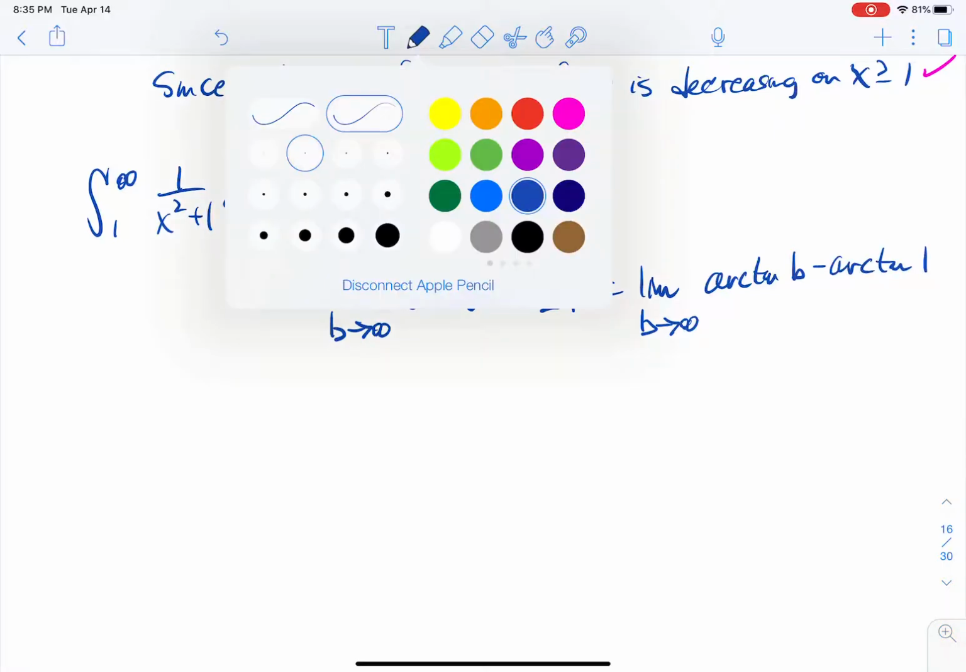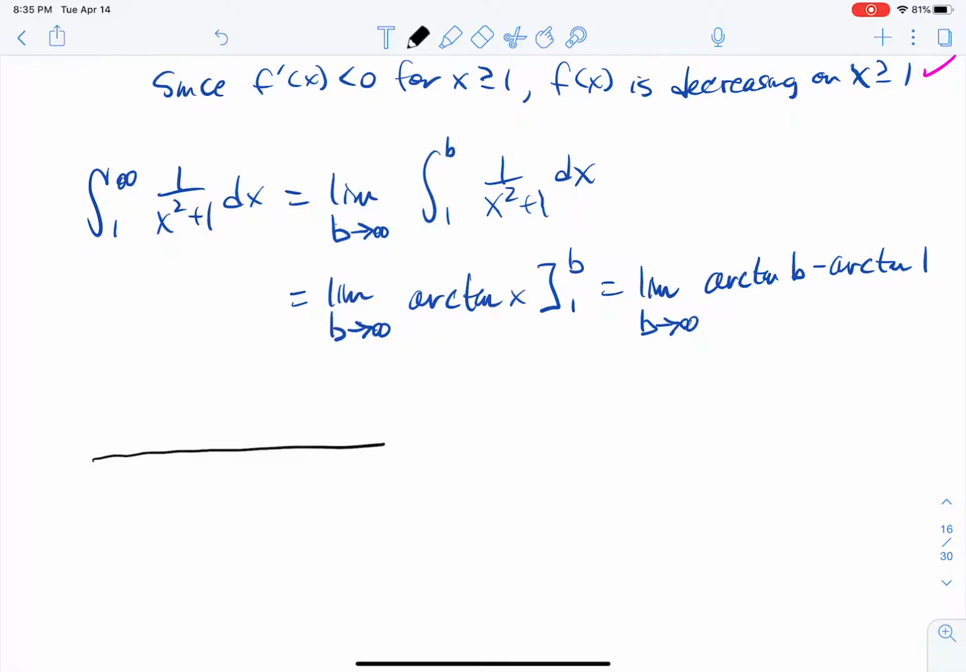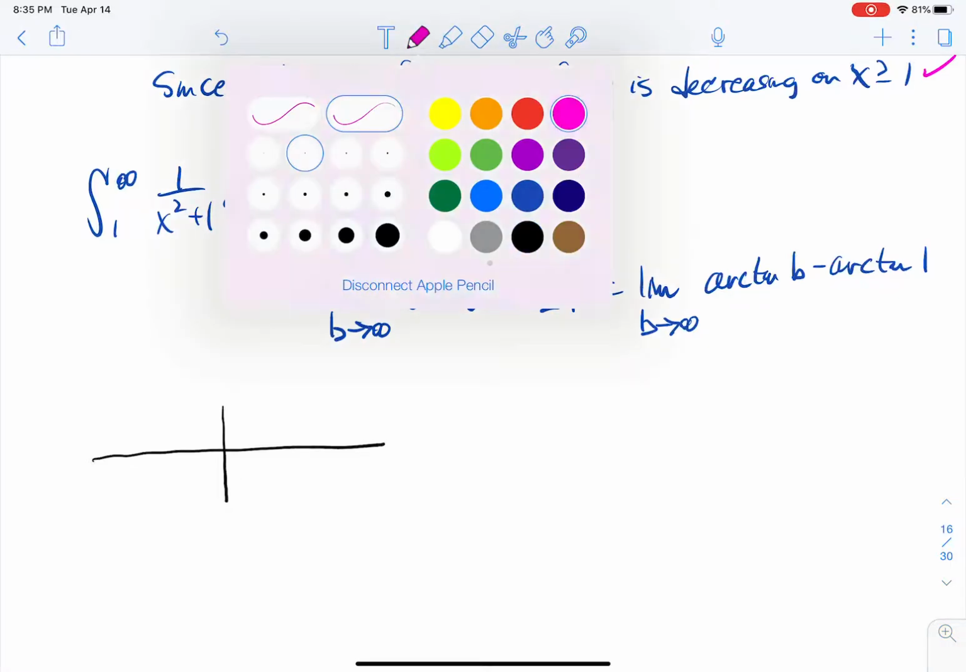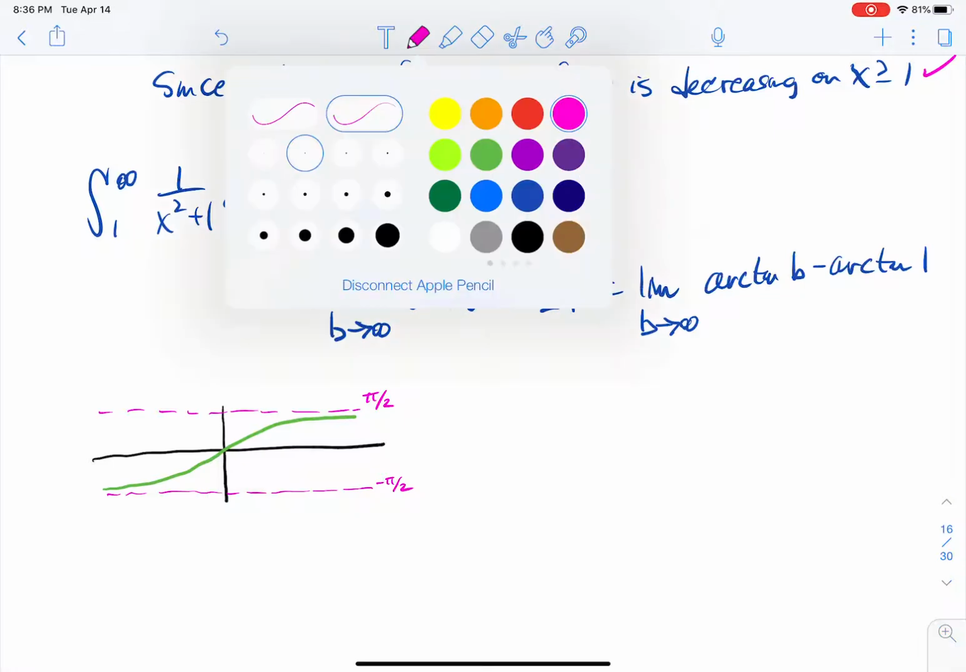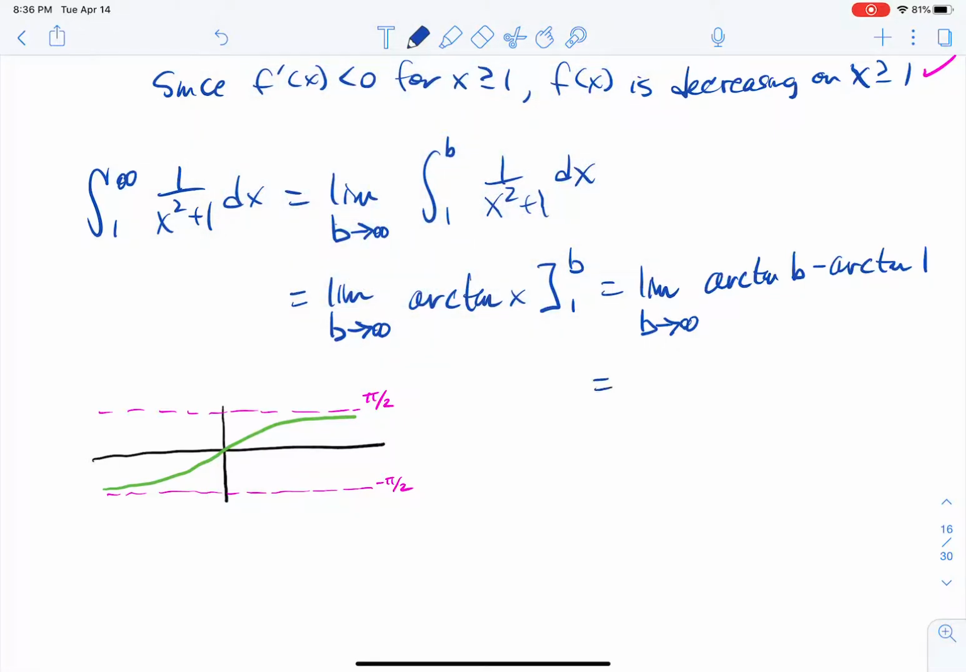Let's consider the graph. Maybe you know these values off the top of your head. That's fine. If you don't, you can think of what the graph looks like. Remember, it's just a reflection of, we're going to go with pink, the tangent graph, at least from negative pi over 2 to pi over 2, across the line y equals x, because it's the inverse, right? So it should look like this. Our numbers up here, this is pi over 2, and this one is negative pi over 2, for its horizontal asymptotes. All right, we're ready to take the limit then.